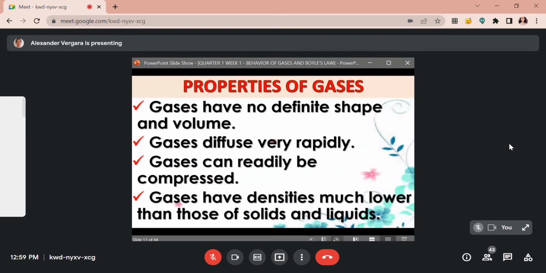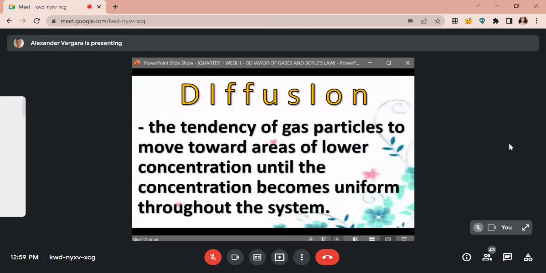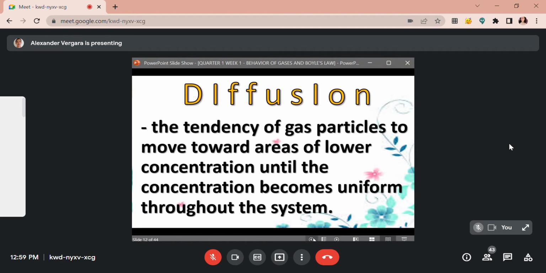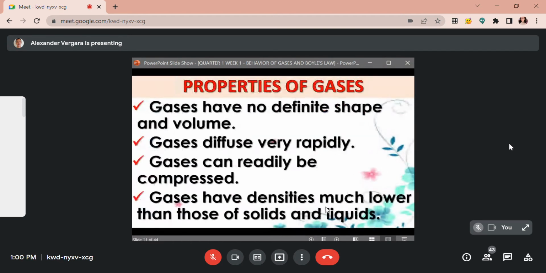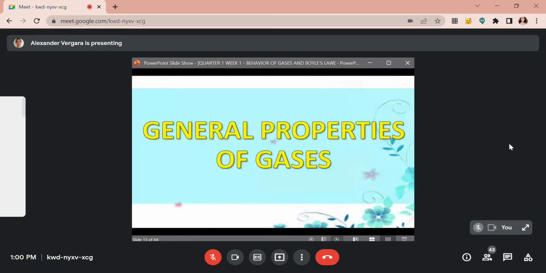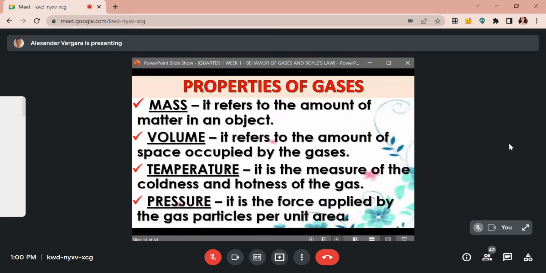When we say diffuse, diffusion is the tendency of gas particles to move toward an area of lower concentration until the concentration becomes uniform throughout the system. Next, gases can readily be compressed. And gases have densities much lower than those of solids and liquids. That's only a short review. With the general properties of gas, we have the mass, volume, temperature, and pressure.